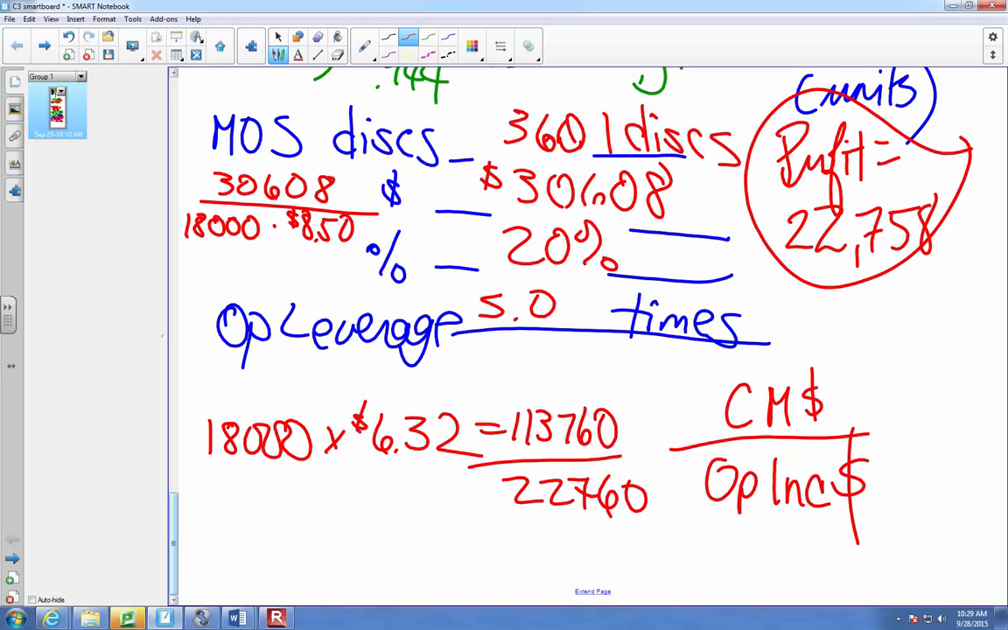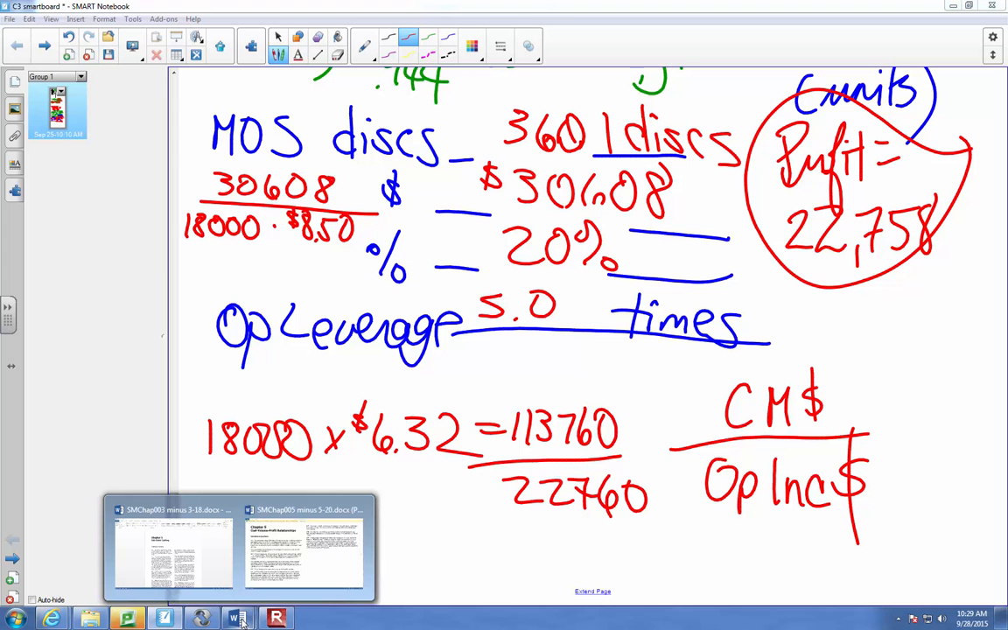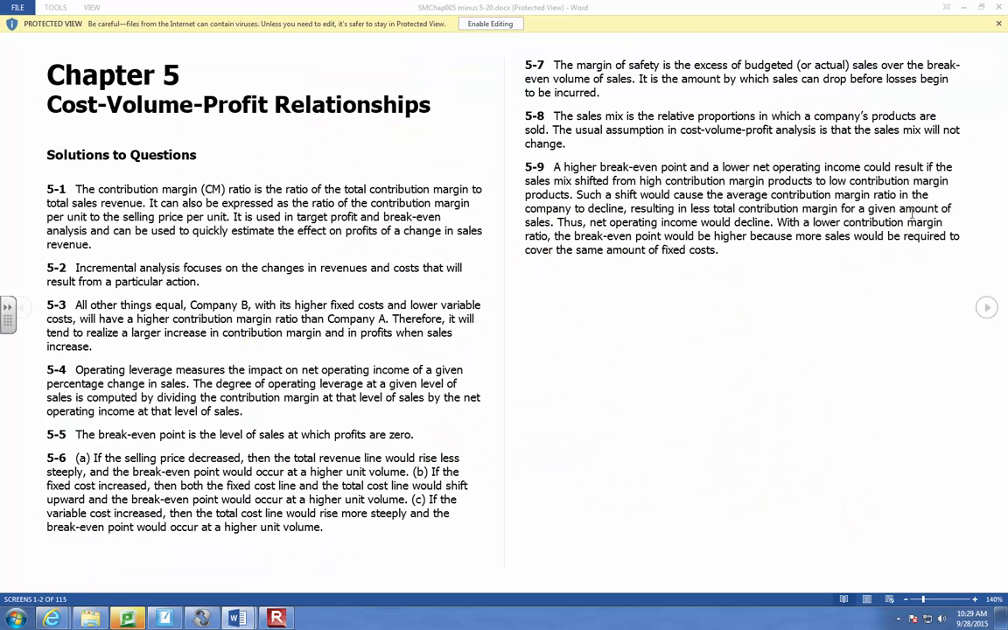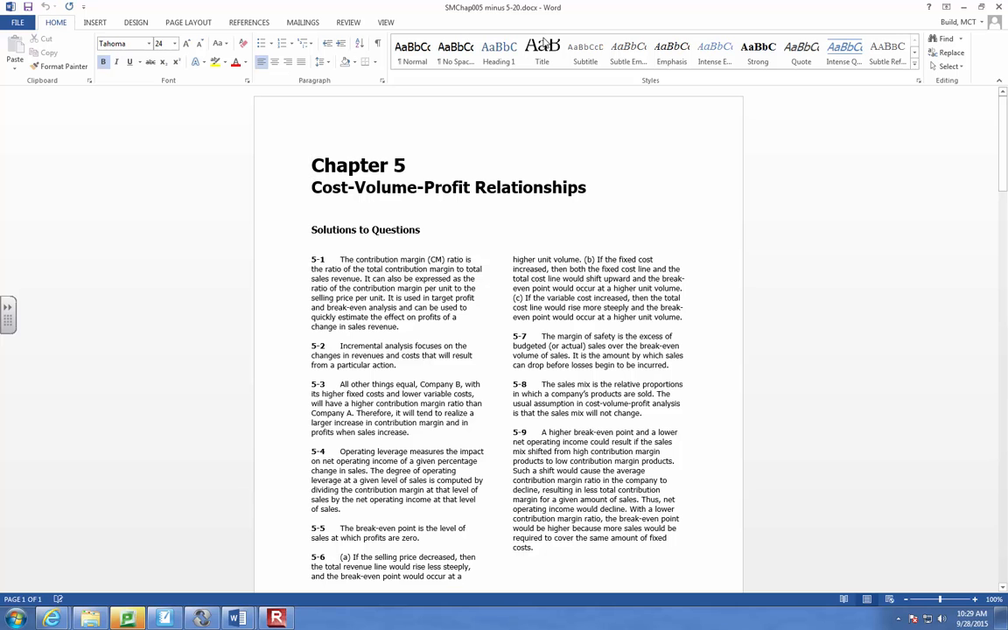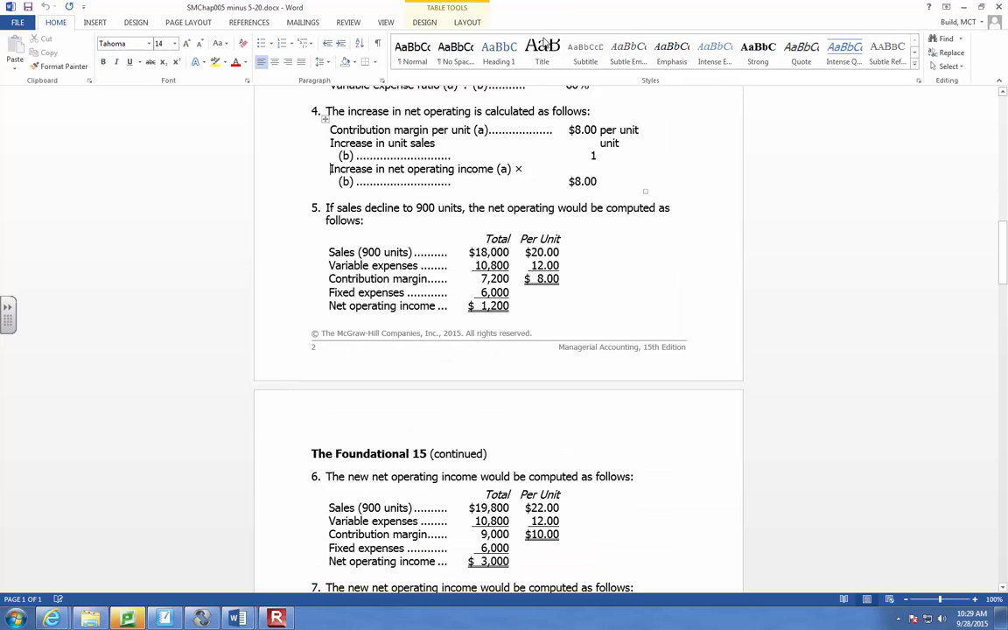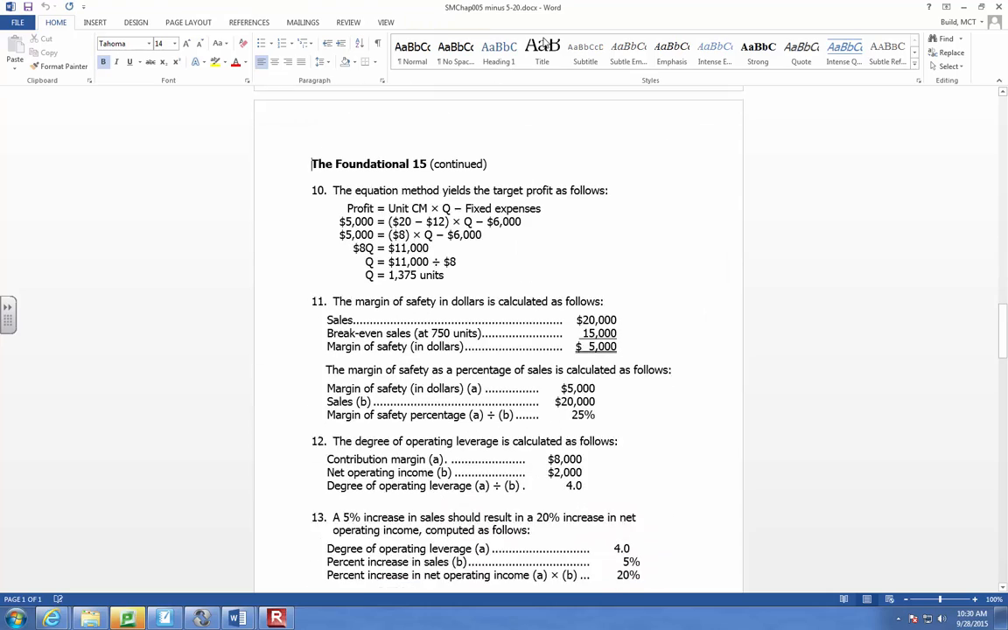5-5, please, on page 218. And basically what we're looking at here is the changes in variable costs, fixed cost, selling price, and volume, which is CVP analysis, and seeing, hey, what does that do to our profitability?